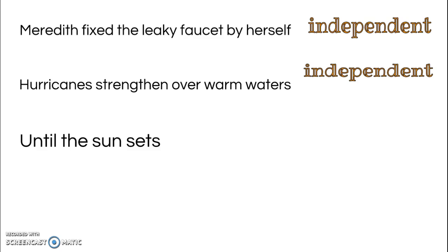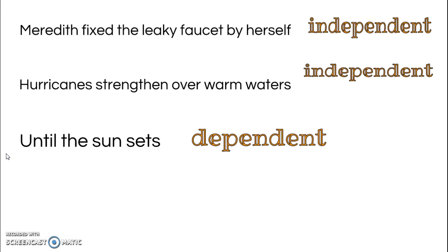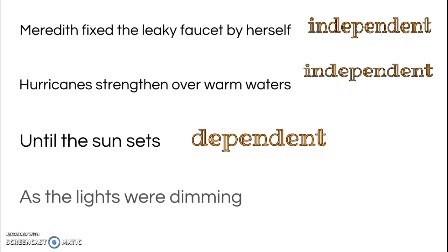Until the sun sets. This is dependent because it does not express a complete thought. I have a noun, and there's a verb. But if I walked up to someone and said, until the sun sets, they would probably not have any idea what I was talking about. Therefore, it is not a complete thought, so it's dependent. And finally, as the lights were dimming, this is also dependent because it does not express a complete thought.